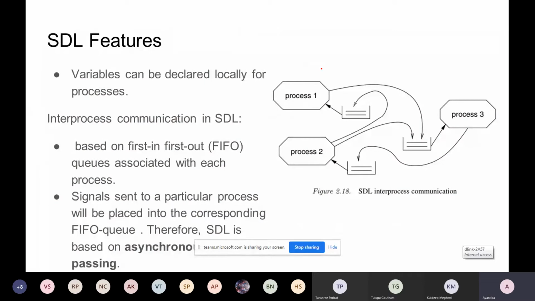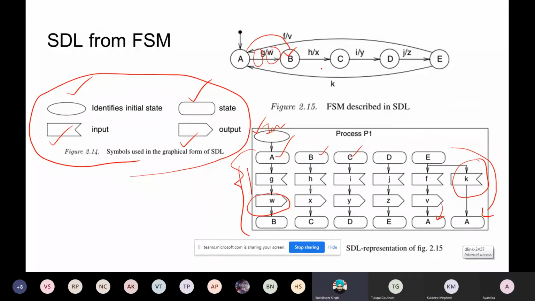Ma'am, in the last slide, the initial state, how are we finding that? Here it is not specified. It is not given. See, before A, nothing is given. So we are thinking that if there is some initial state or initial condition, we will put it here. Since nothing is given in this example, we have just kept it blank. If there is something, we can put it here. Fine.